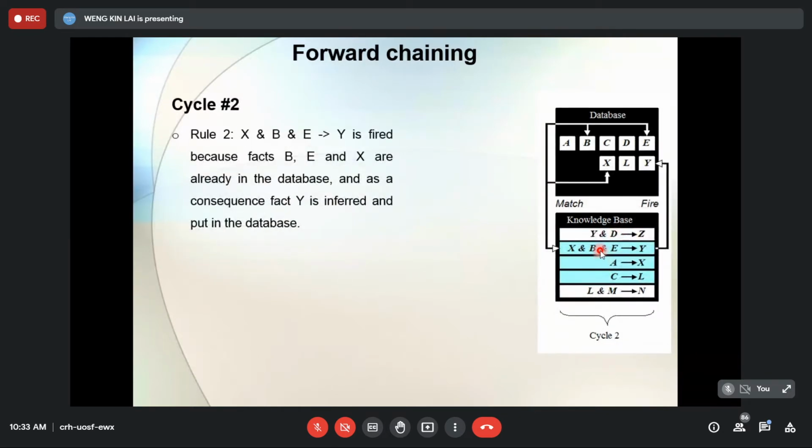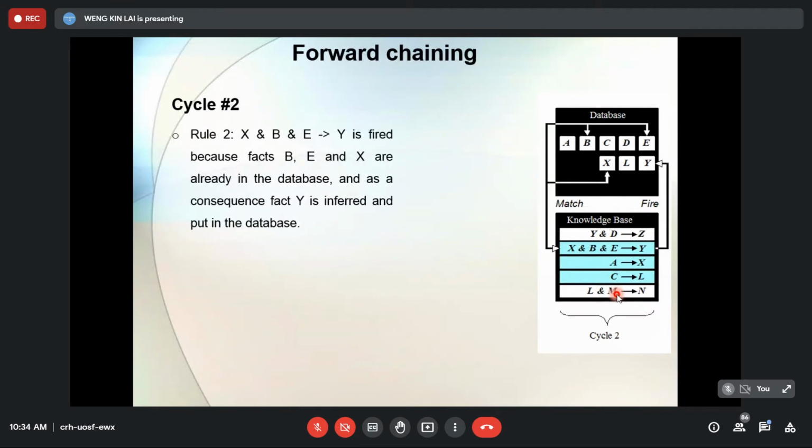So you can also see the colors. What do the colors represent? The colors represent that these are the rules that have been processed, matched, and you do not need to go back again to these rules. So you can see I only look for the rules which are in white. After rule number two, I will jump straight to rule number five, which is L and M. Do I see L and M over here in my database? I don't see them. So therefore, in cycle number two, my rule will not be fired.